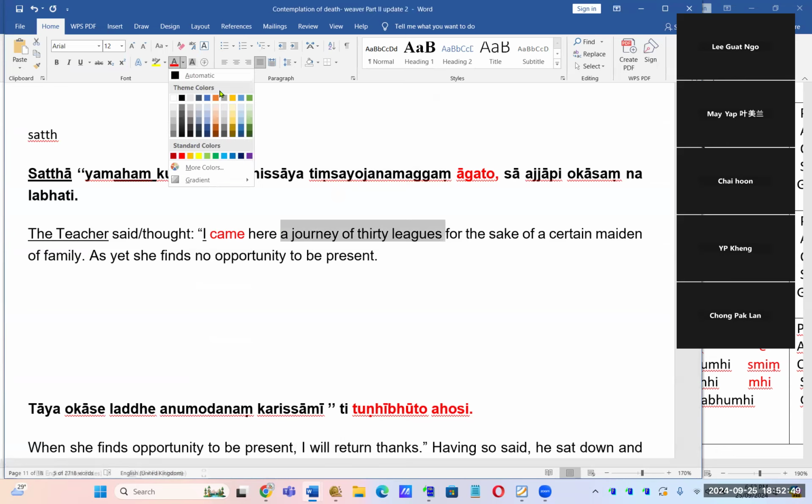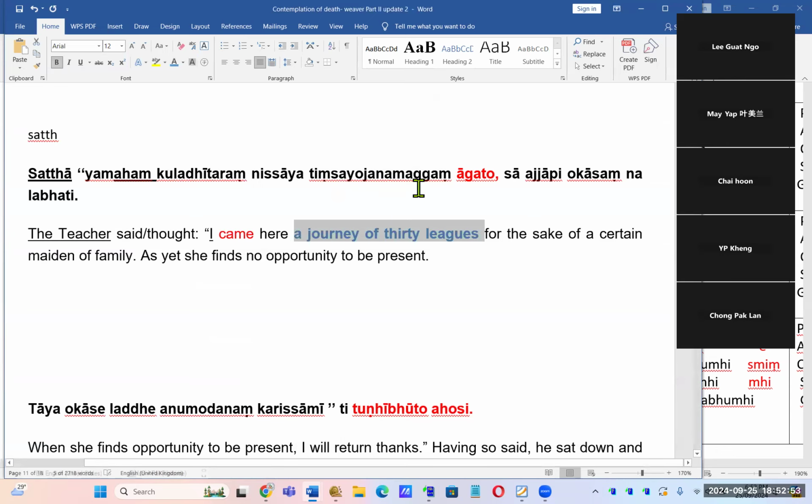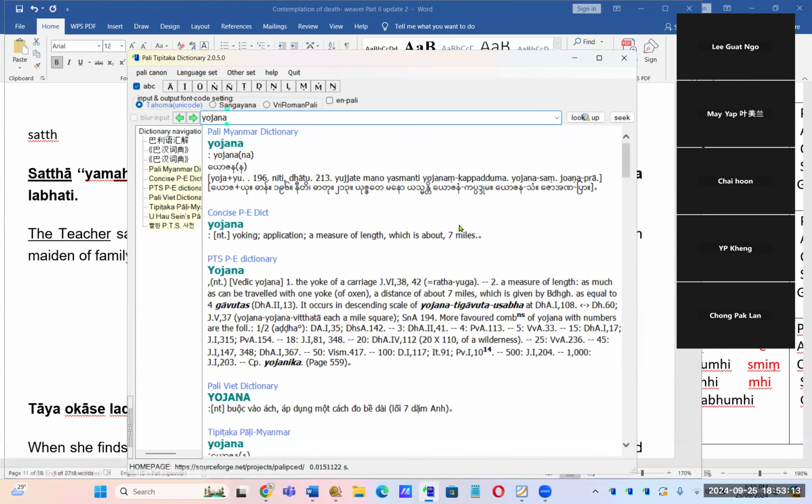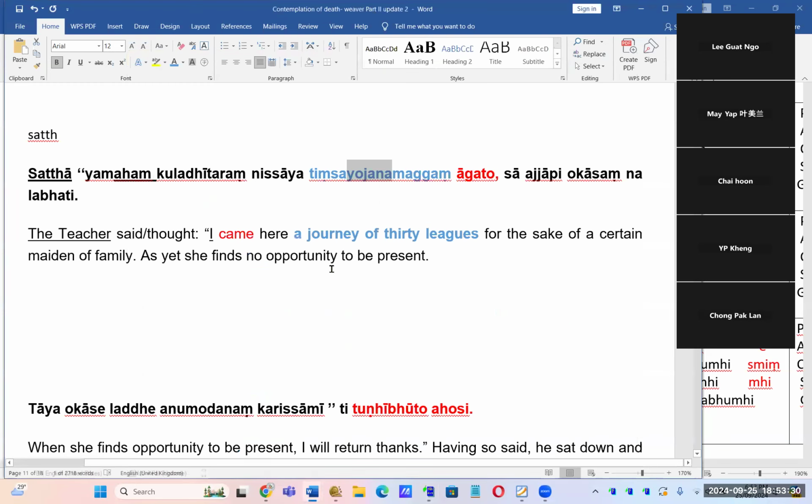I use another color. So this one will explain the journey. Timsa is 30. All right. Yojana is actually the way they calculated in the past. Now they say about 7, sometimes about 8 miles. It's one of the ways they calculate. So they translate it with the English word leagues. So Timsa is 30, Yojana is leagues, Maga is a path or journey.